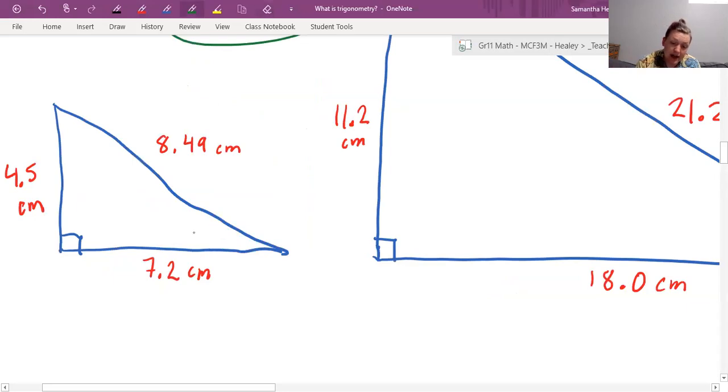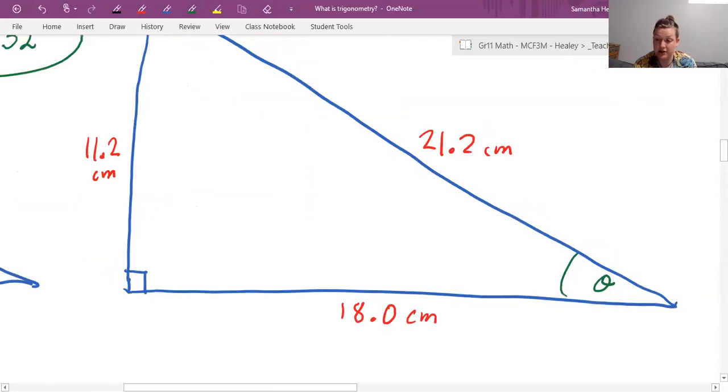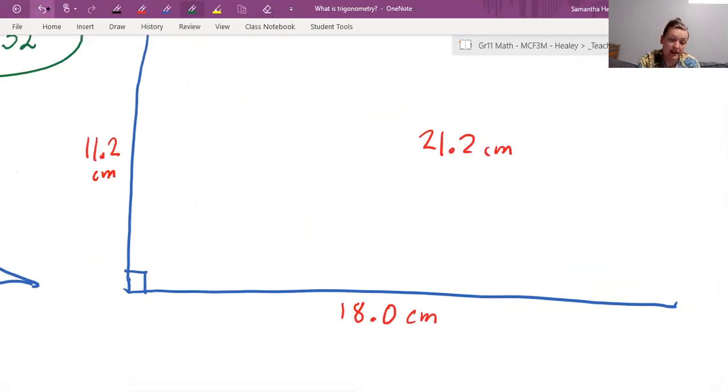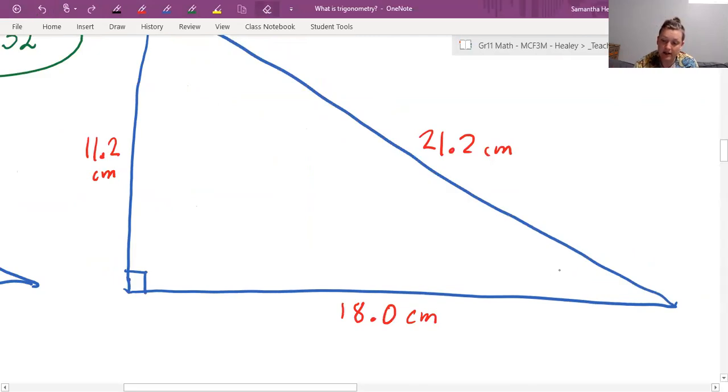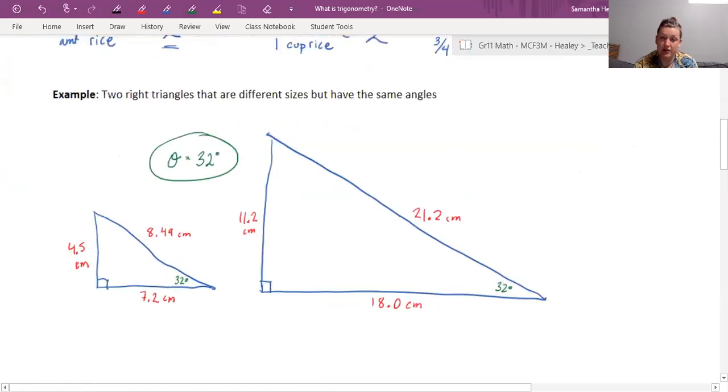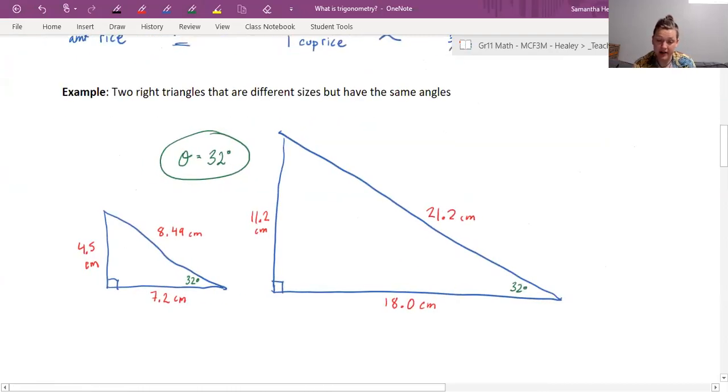So we're imagining right now that these are 2 differently sized triangles, but they have the exact same angle in this corner. And if we think about it, remember that all of the angles in a triangle add up to 180. This one's 90, and this one's 32 in both of them. So these other angles up here are also going to be equal. They're going to be 180 minus 32 minus 90, which gives us 58 degrees, I think. And so they would both be 58 degrees.